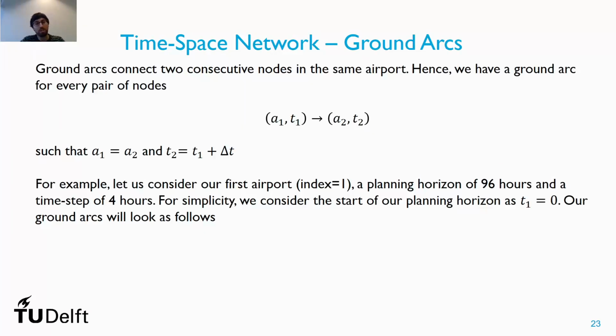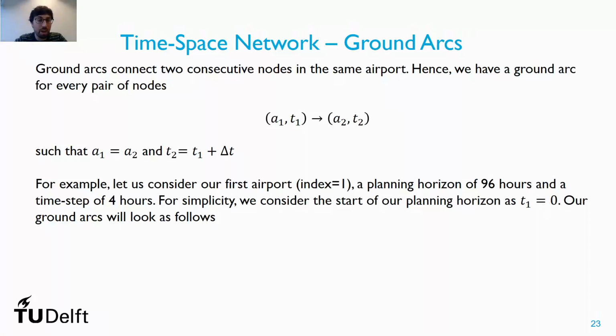First, we have ground arcs. Ground arcs connect two consecutive nodes in the same airport. So if we have two nodes, (A1, T1) and (A2, T2), we have a ground arc if and only if A1 is equal to A2, so we are dealing with the same airport, and T2 is equal to T1 plus delta T, which means that we are connecting consecutive nodes in the same airport.